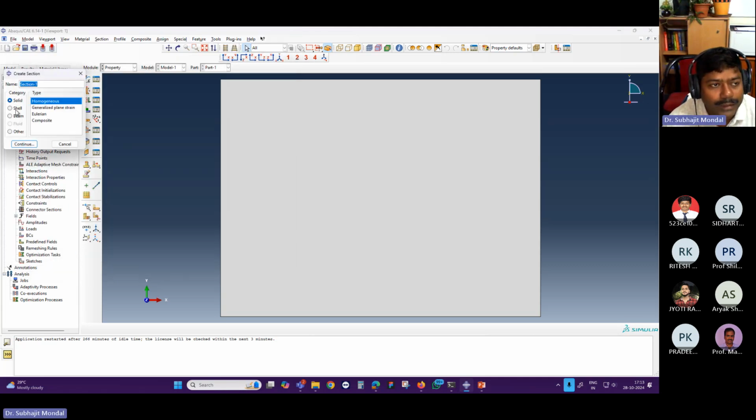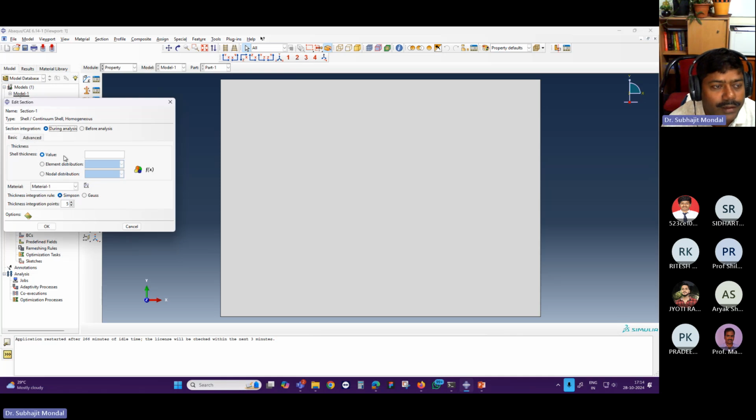Now here what we're doing, we're again selecting as a shell, and we're basically modeling as homogeneous. And here it is asking about shell thickness. That was actually what I was discussing. Though we are modeling as a 2D, we are not ignoring the thickness. We are calculating all the things based on the thickness here. So here we can see the thickness of 10 mm is 0.1.